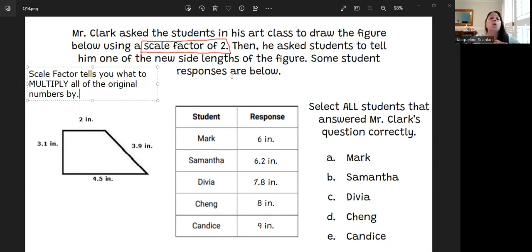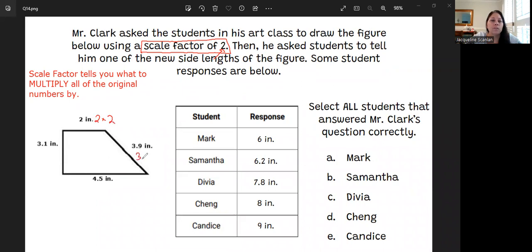All right, so we are going to have this original shape enlarge. It's going to get bigger. So what we do mathematically is we take this scale factor of 2, and we take all of the numbers in, we're going to call this a trapezoid, that's the shape, and we're going to multiply them all by 2.